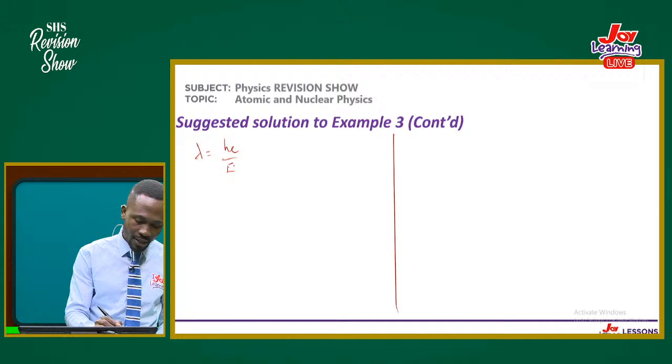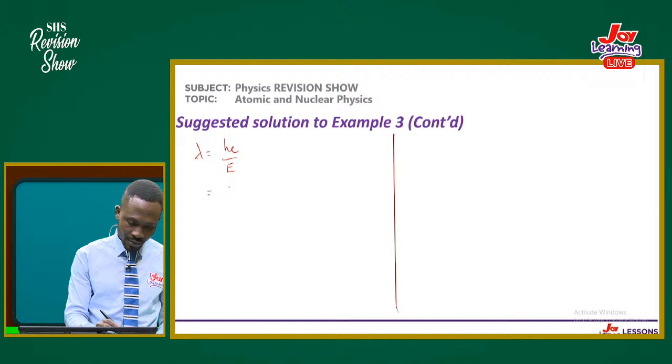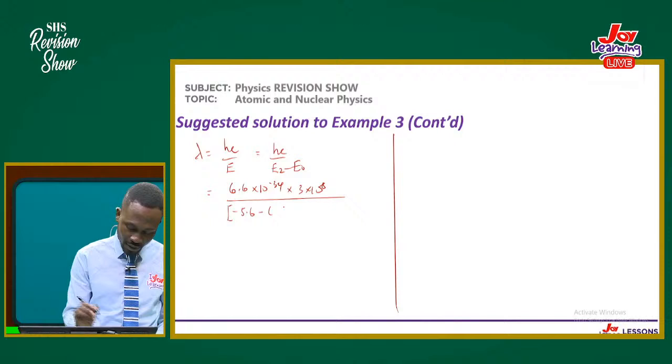Okay, let's go ahead. If the electrons jump from the lowest energy level, E naught, to energy level 2, the difference in energy gives the relation of wavelength to be equal to HC all over E2 minus E naught. When you bring in the values, lambda equals 6.6 times 10 to the power negative 34, times 3 times 10 to the power 8, which is the speed of light, all over, in the bracket, negative 5.6 minus, in bracket, negative 15.4, which is E naught.